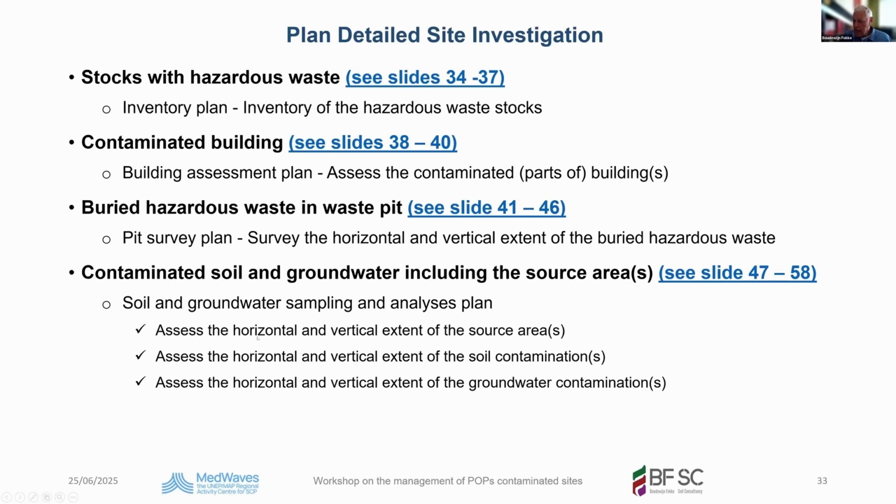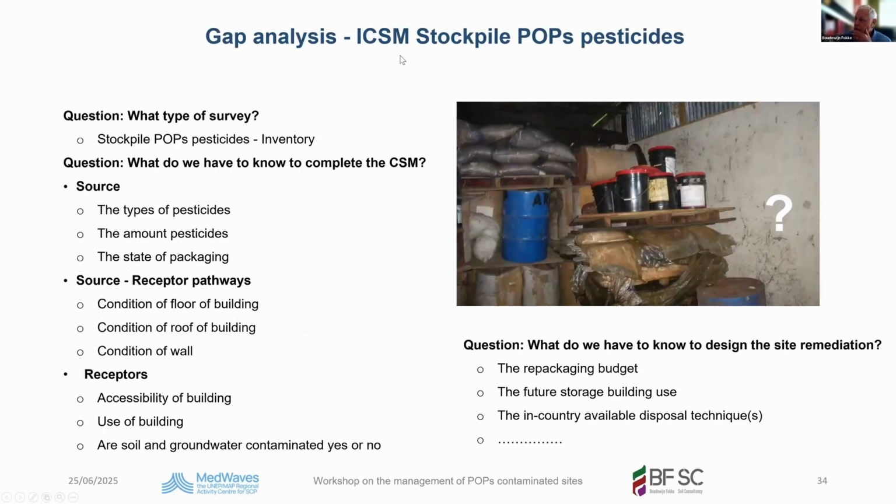And here again, assess vertical and horizontal extent defined for the source, the same for the soil, and the same for the groundwater. So, gap analysis for the initial conceptual site model for stockpiles, bulk pesticides. What type of survey do we need? We need an inventory. The question: what do we have to know to complete the conceptual site model?